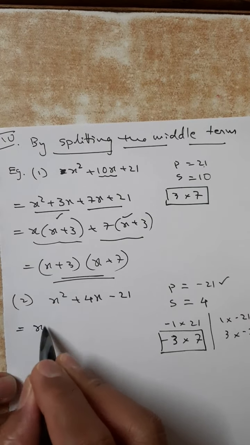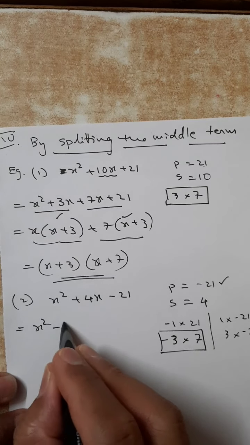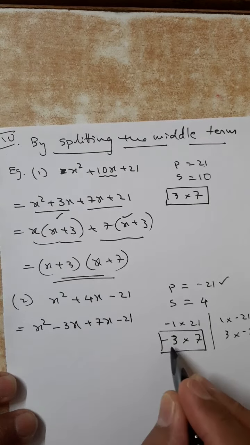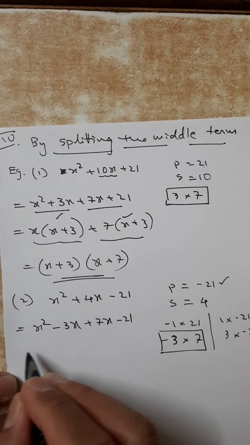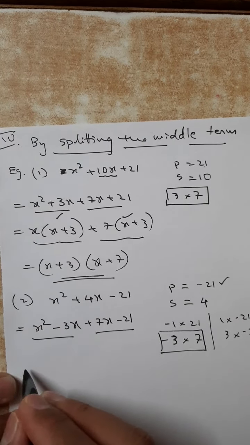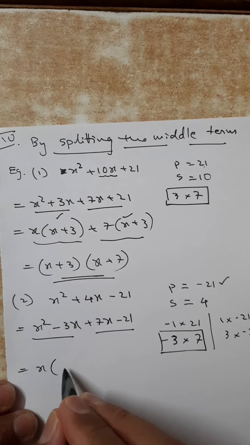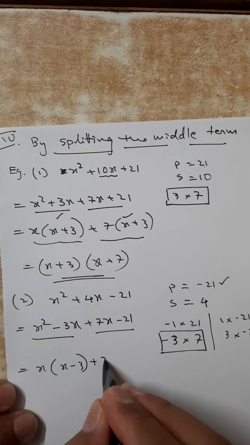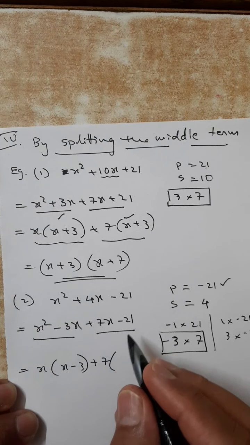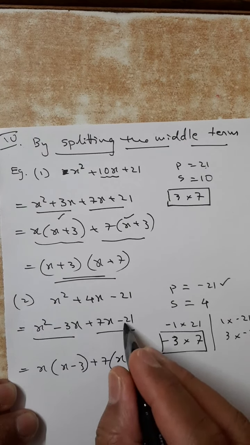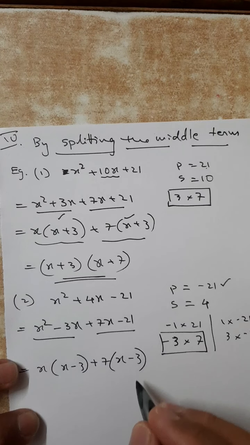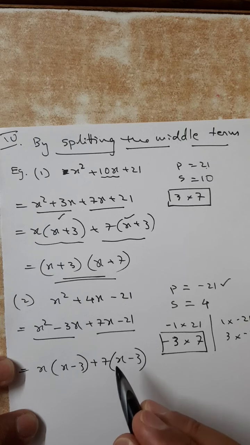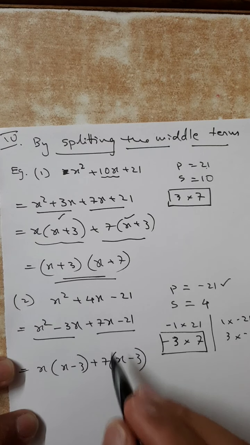Now we will write x square plus 4x as x square minus 3x plus 7x minus 21. Minus 3x, 7x. Common here, common here also. What is common here? x outside, x minus 3. What is common here? 7 is common. If 7 is taken, x minus 3. Now remember, children, if we want, we can take minus 7 also outside. That is according to our need.